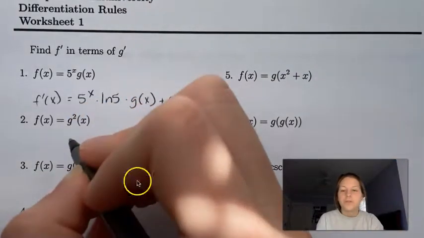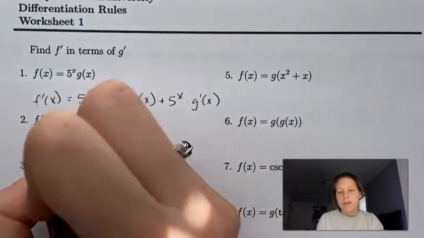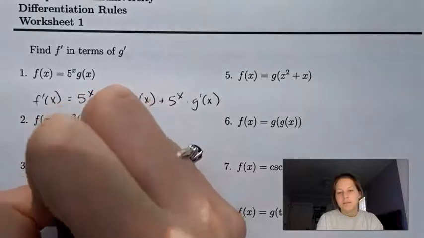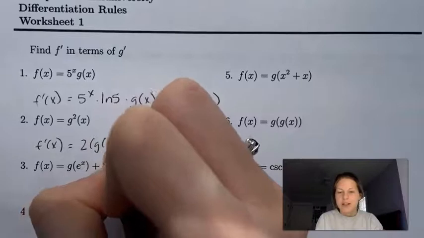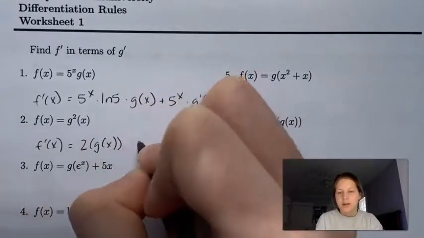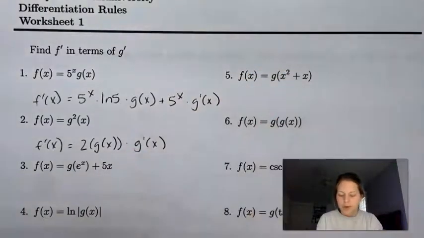So for number two, it is a chain rule question, and I didn't do this when I wrote it out, but I would rewrite this as g of x with brackets squared, just to make doing the beginning part easier. So imagine we rewrote it, and then you would get f prime of x equals 2 times g of x times g prime of x. So here's just a simple chain rule question.